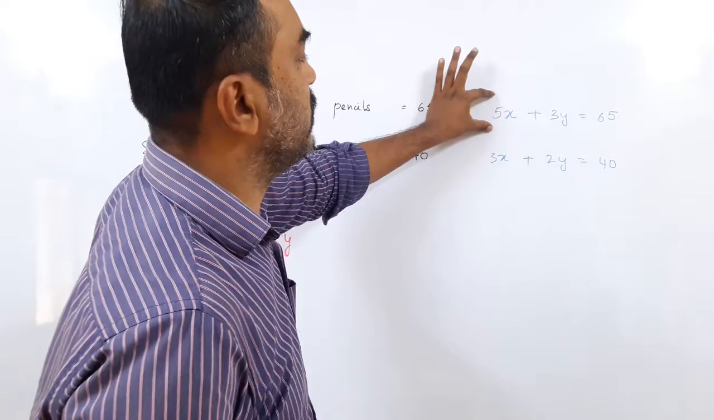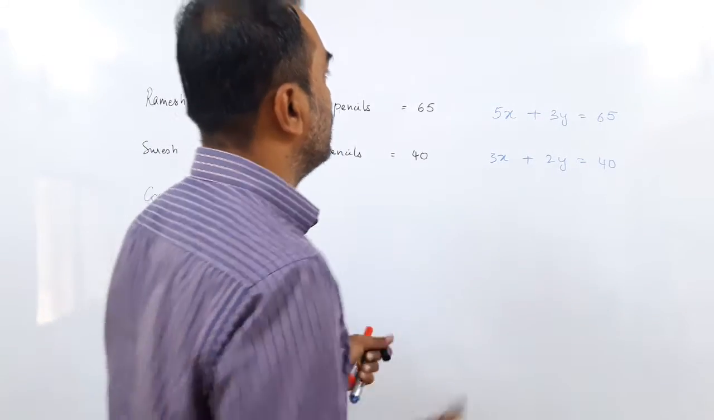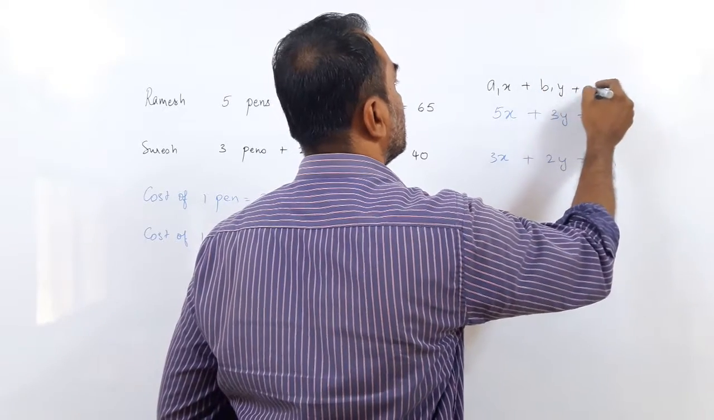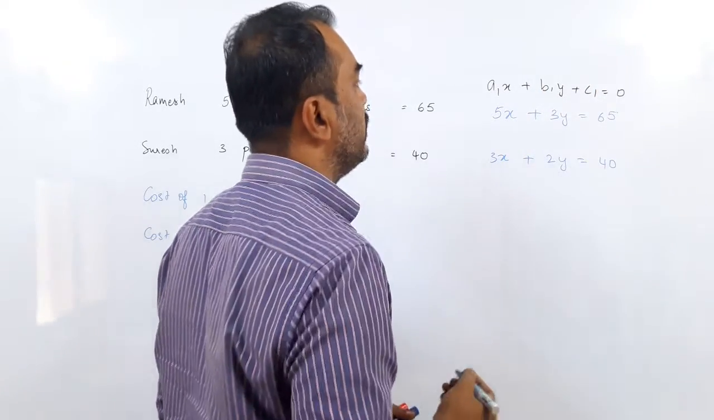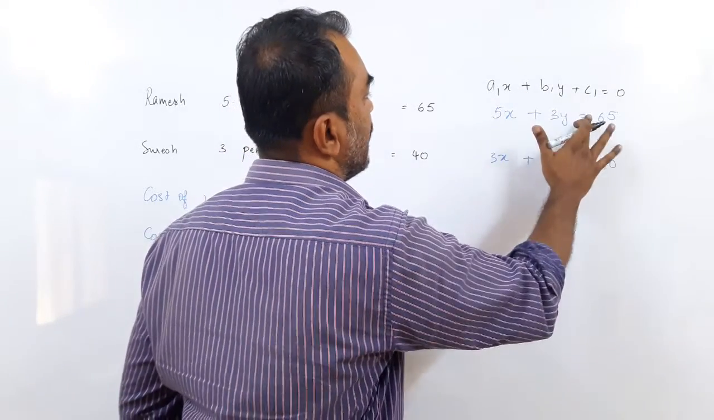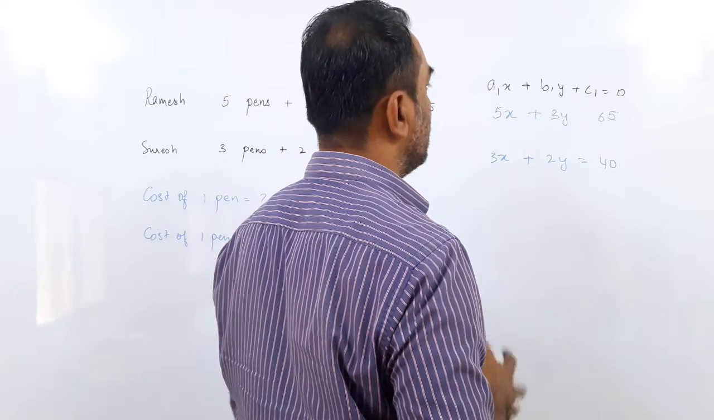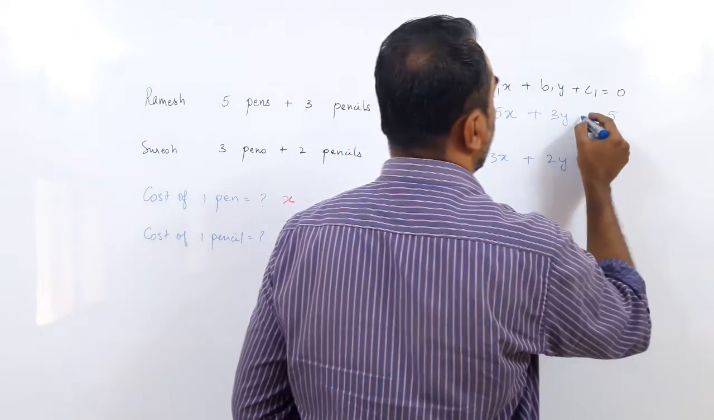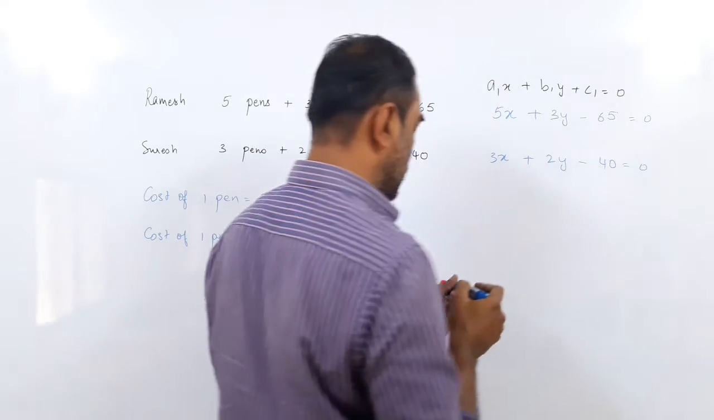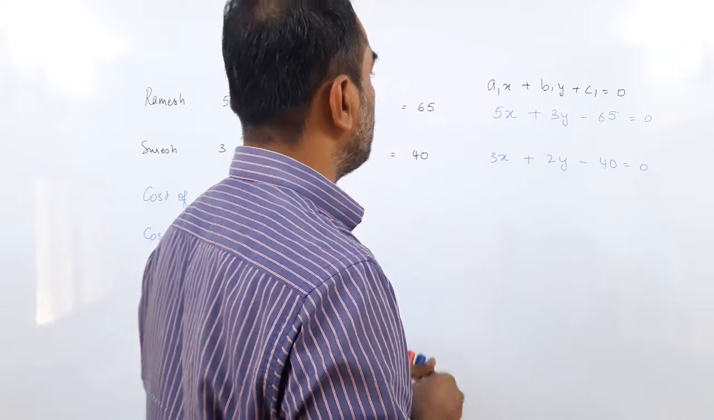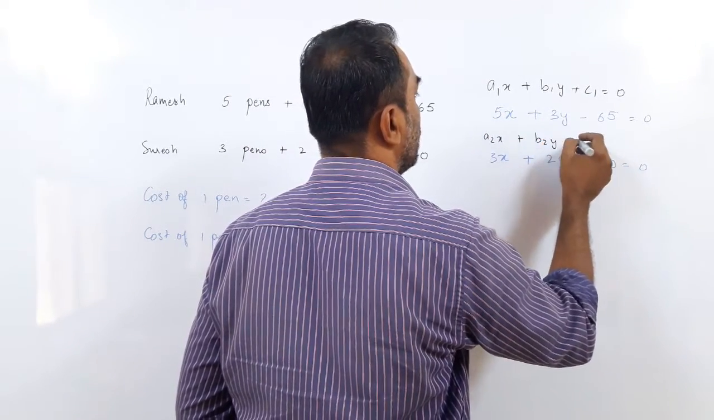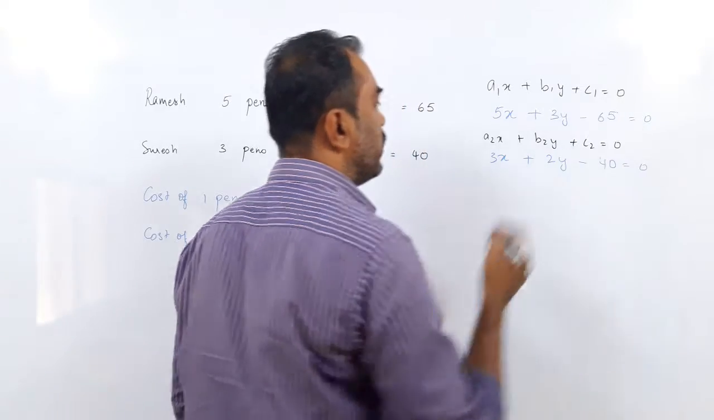Say I got this equation. Let me call this equation a1x plus b1y plus c1 equal to 0. What I have written here? a1 is 5, b1 is 3, c1 is minus 65. Now let me rearrange this: 65 on the right, so minus 65 equal to 0. Here I will write 40 on this side, minus 40 equal to 0. This equation will become a2x plus b2y plus c2 equal to 0. So I have got 2 equations.